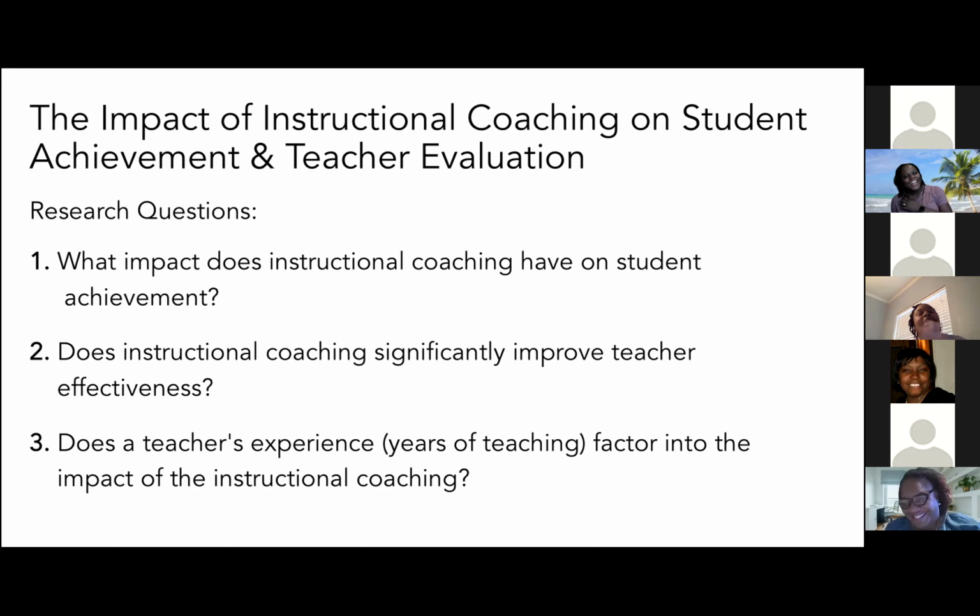So you said the impact of instructional coaching on what students? Students in grades 3 through 6. So the impact of instructional coaching on 3rd through 6th grade student achievement and math and science teacher evaluation in a rural school. That's what you said? That's what I heard.